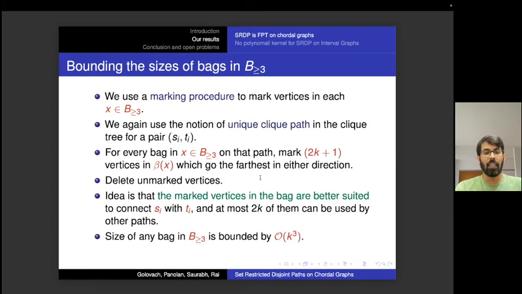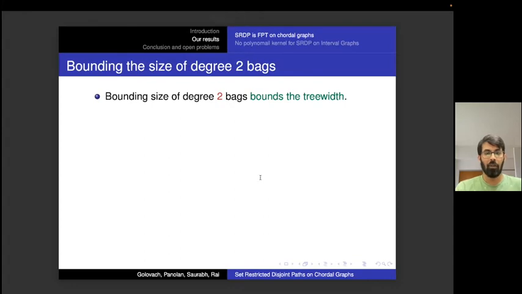And after this, the size of any bag which has degree at least 3 is bounded by order k cubed. And this basically leads us to the only problem of bounding the size of degree 2 bags. Actually, we can do the same procedure with degree 1 bags also, and that bounds the size of degree 1 bags. So the only thing that we are left with is bounding the size of degree 2 bags. Then we'll be able to bound the treewidth because we would have bound the maximum clique size in the graph.